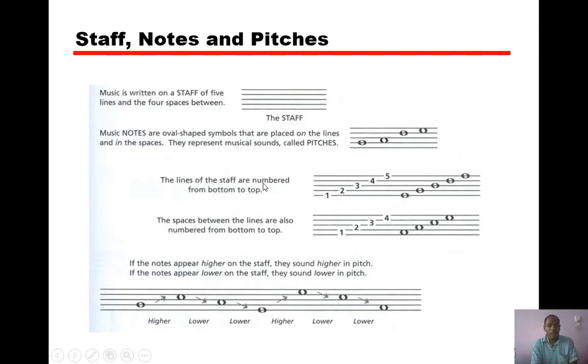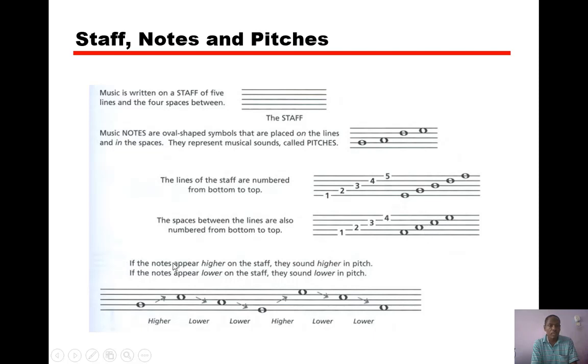The lines are numbered 1 to 5 from the bottom. So this is the first line, this is the second line, third line, fourth and fifth line. These notes are placed on the first line, second line, third line, fourth and fifth line respectively. And the spaces are also numbered 1, 2, 3 and 4 from the bottom. So these notes are placed on the first space, second space, third space and fourth space respectively.